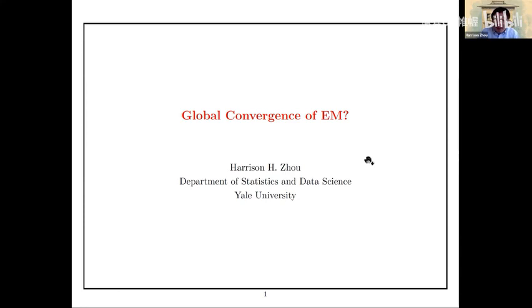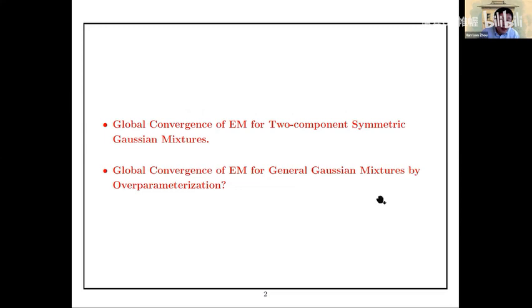My topic is part of recent developments of non-convex optimization in theoretical computer science, optimization, and statistics as well. I'll start by discussing a recent work with Yihong Wu, my colleague, on global convergence of EM for 2-component symmetric Gaussian mixtures. There has been a lot of research to understand this model and the performance of EM. But I have to say, this model is useless for real world application. It's too simple. So we have to go beyond to think about more general latent variable models. Today I will also discuss EM for a general Gaussian mixture.